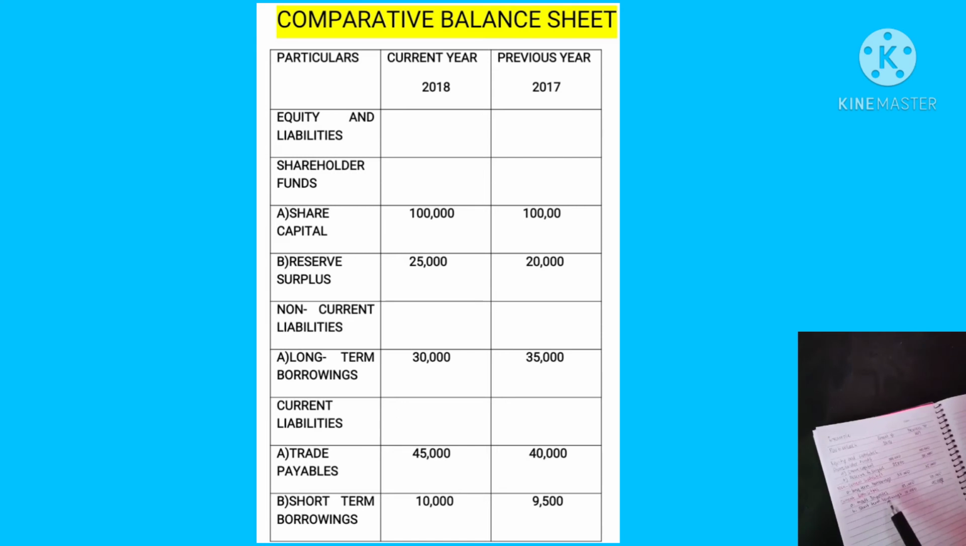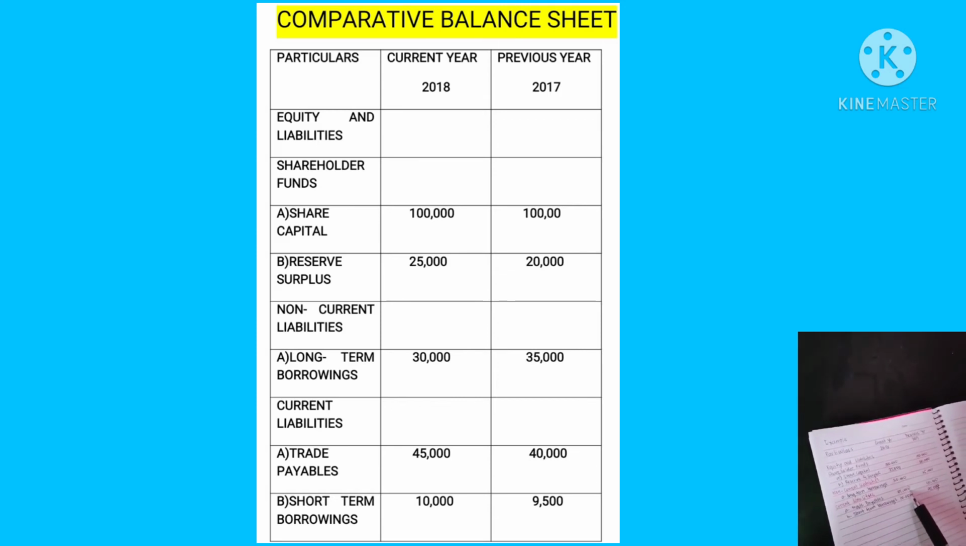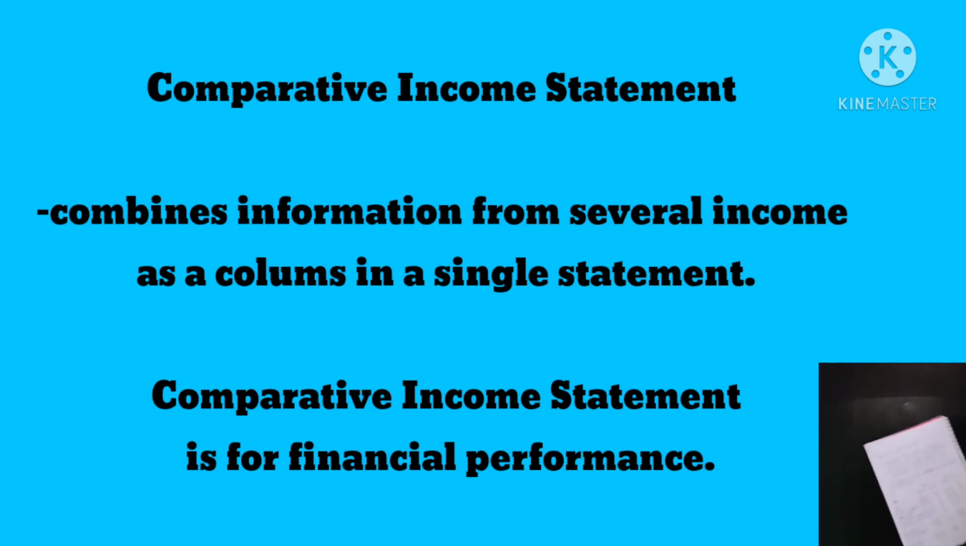And then, for trade payables, 40,000 in the previous year, and in the current year it is 45,000. Why? The payables increased by 5,000. It means expenses were added, so the current year also increased. And then, the short-term borrowings, previously the previous year was 9,500, and the current year is 10,000. Their borrowings increased by 5,000 again. That's all. Now let's go to the comparative income statement.